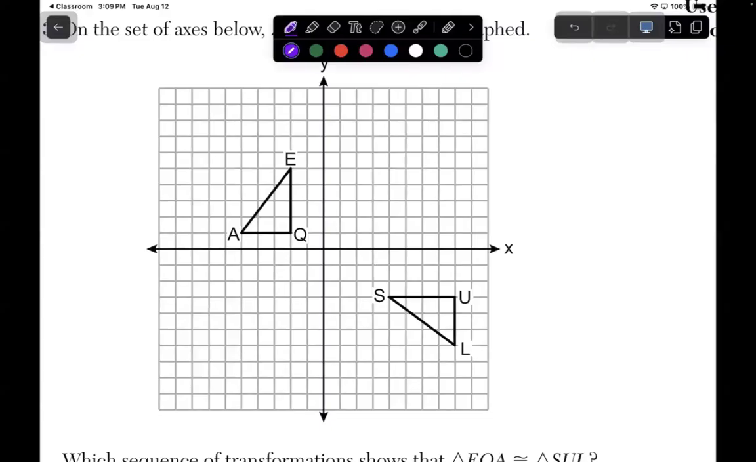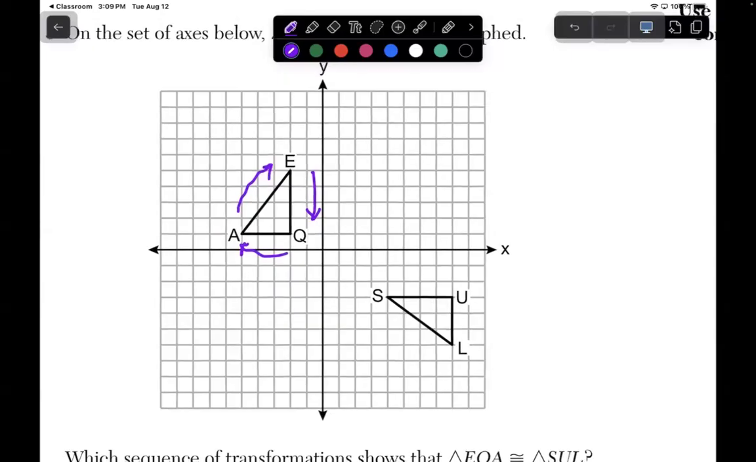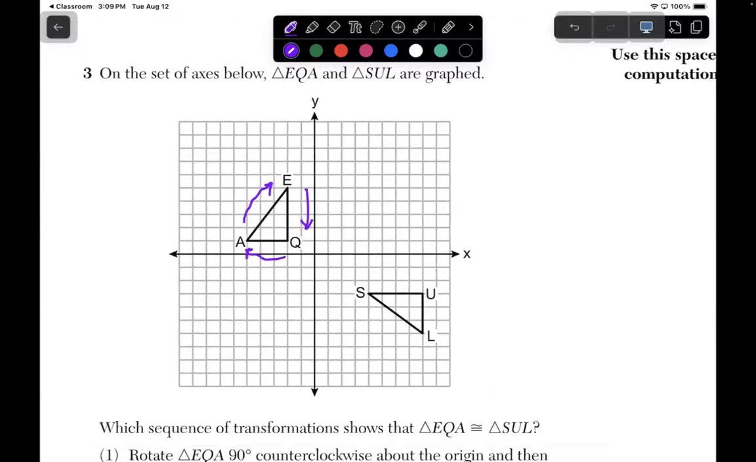The first thing I said, if you see a transformation question, is go ahead and draw in these arrows to show the orientation, meaning is it clockwise or counterclockwise of the points? So E to Q to A and then S to U to L. Notice they're going the same way. So this is clockwise. This is also clockwise.